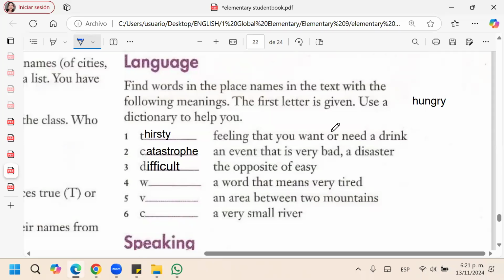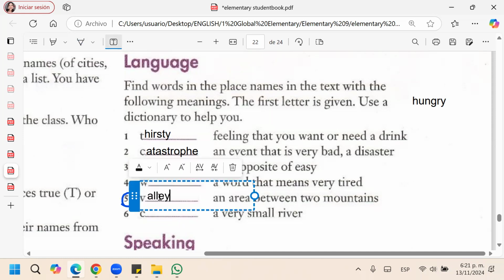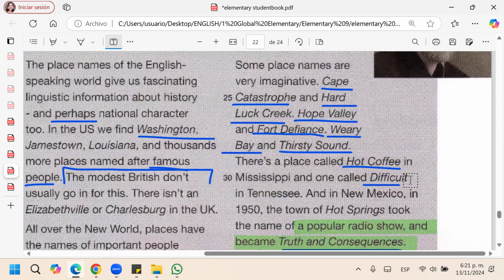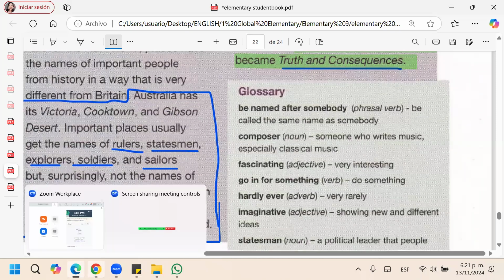Maybe you know this, the fifth, an area between two mountains. Valley. Yes, that one. Silicon Valley. Let me see, where is it? Valley. Is this here? Valley is this.